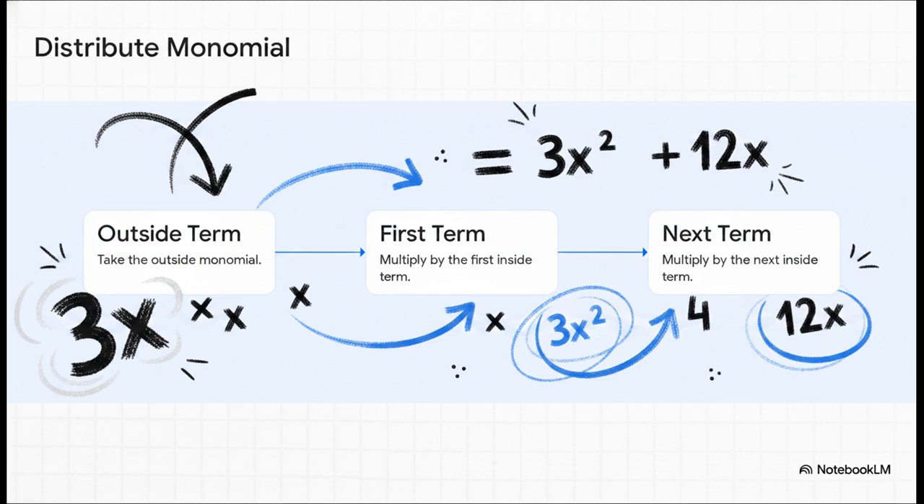The absolutely crucial point to remember is that distributing a monomial is just passing that outside value to every single piece on the inside. Step 1, take that outside term. Step 2, multiply it by the first inside term. Step 3, multiply it by the next inside term, and so on. So if you have a 3x on the outside and an x plus 4 on the inside, the 3x multiplies by the x, and then the 3x also multiplies by the 4.